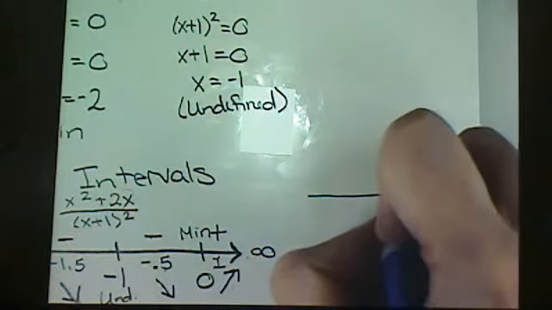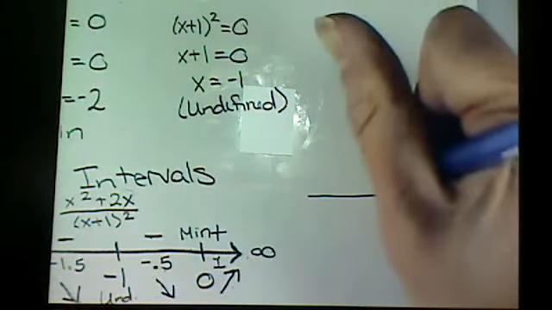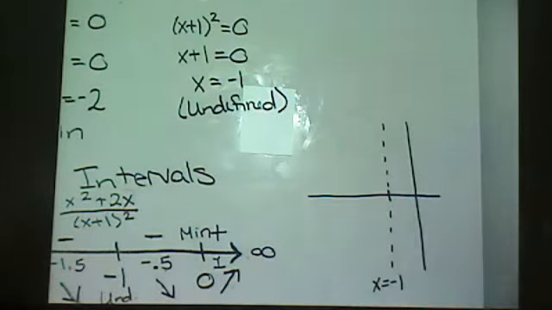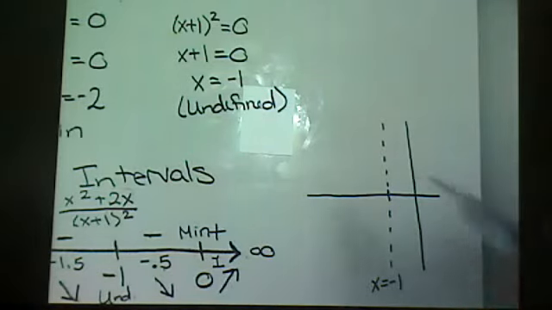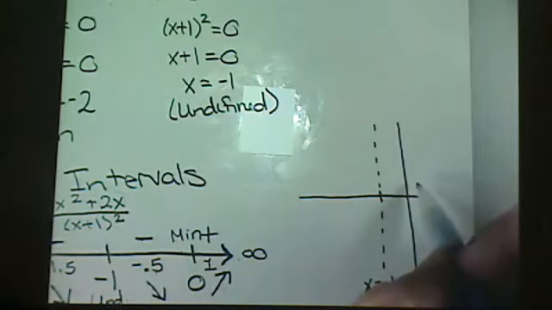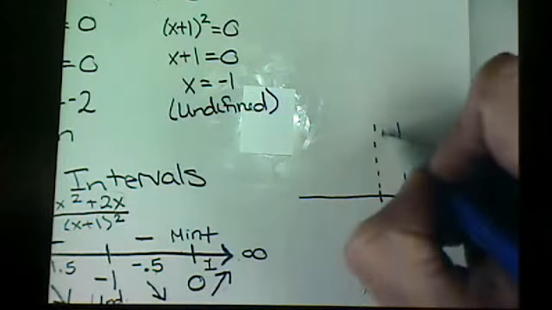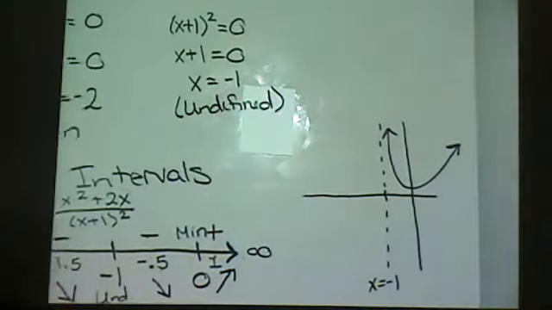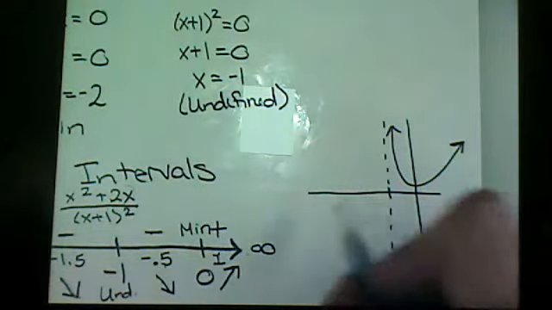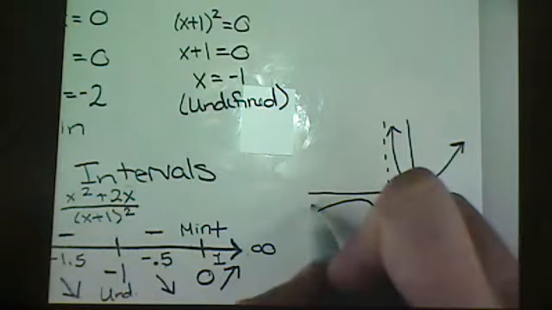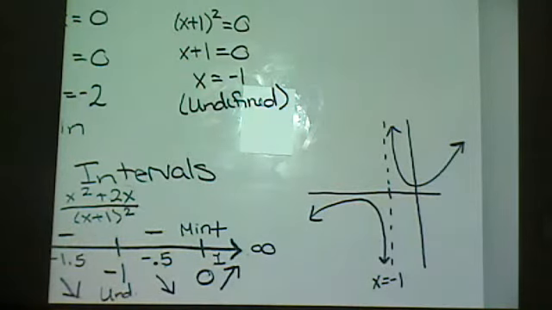If I were to sketch this, very basically, it's undefined at x equals -1. I know that I have a minimum somewhere at 0. It's going to come down, be a minimum, going down and then up. And then over here, it's going to be going up and then down. You can use your calculator to help you out. There must be some type of oblique asymptote.